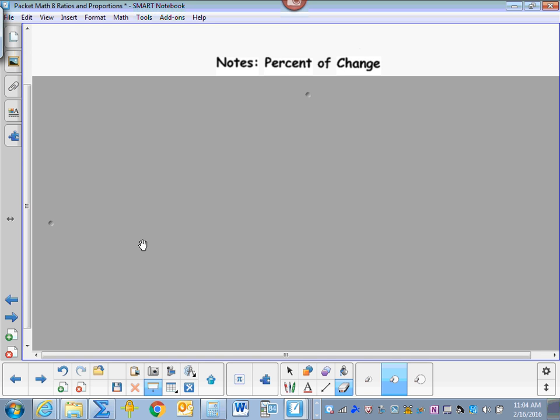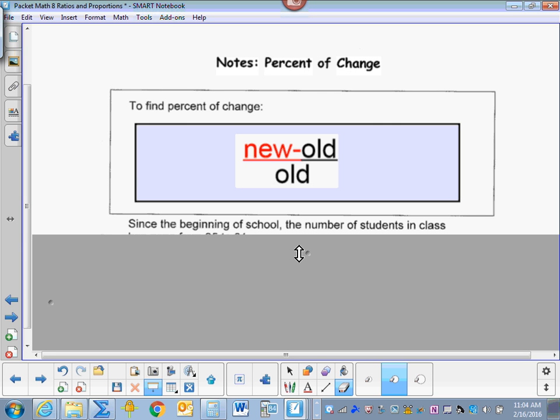Percent of change: we'll be comparing an old and new price and determining what percent of change occurred. And to keep it very simple, we're going to use the mantra: new minus old divided by old. New minus old divided by old.